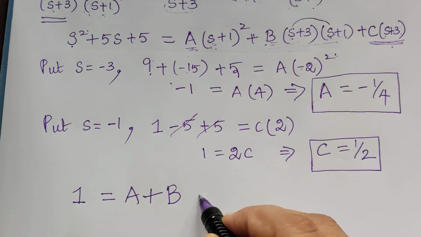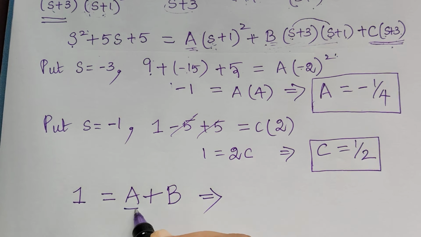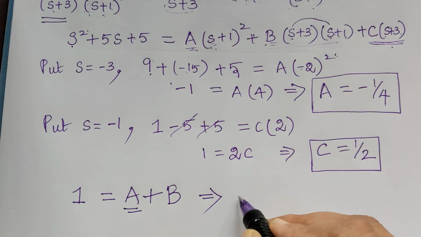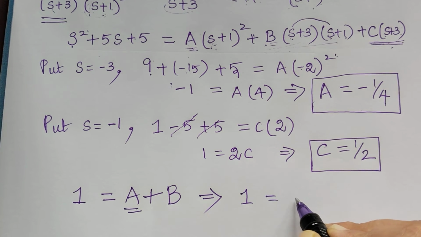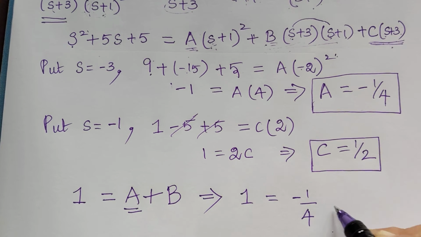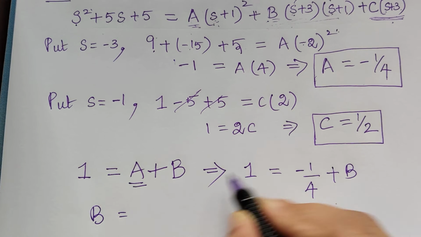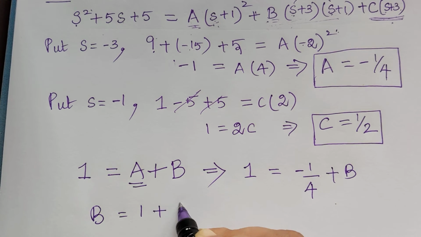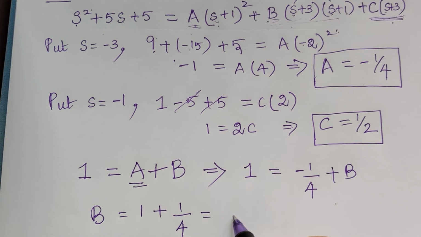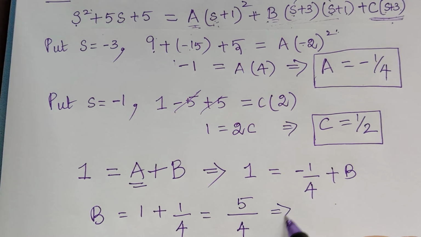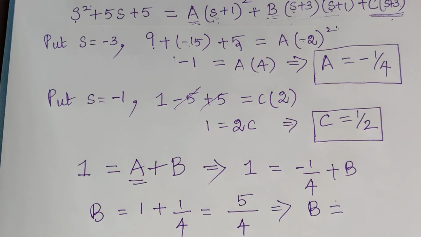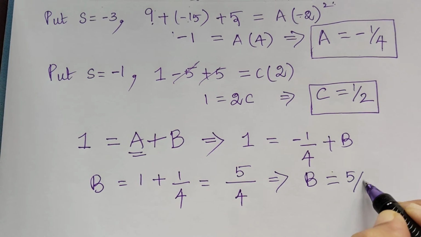So from this, we will substitute the value of a that we have already obtained. So 1 is equal to, a is what? Minus 1 by 4 plus b. So from this, we get b to be equal to, taking this to the other side, 1 plus 1 by 4. And so the LCM is 4, and 4 plus 1 is 5. So therefore, we get the value of b to be equal to 5 by 4.